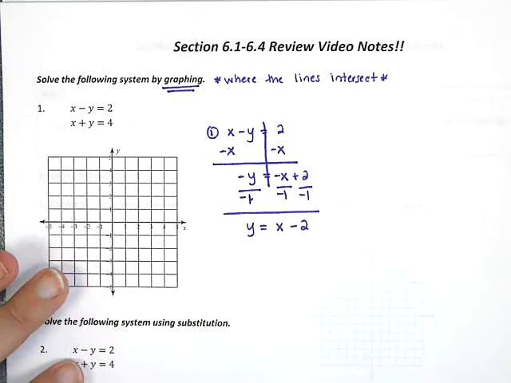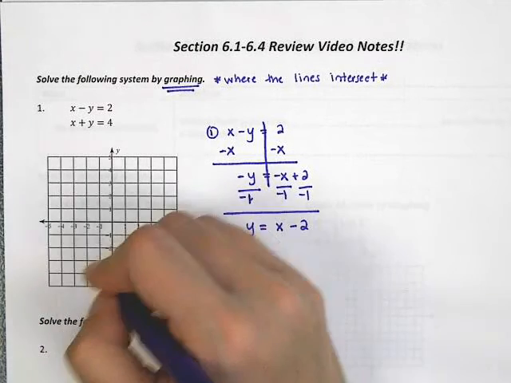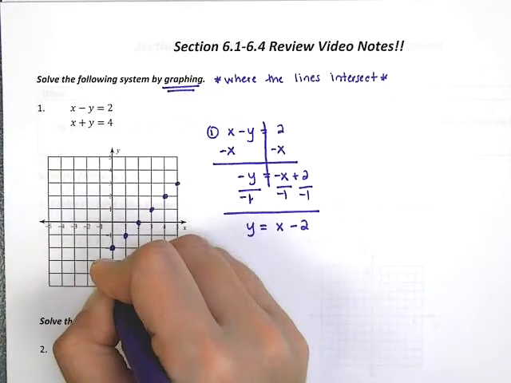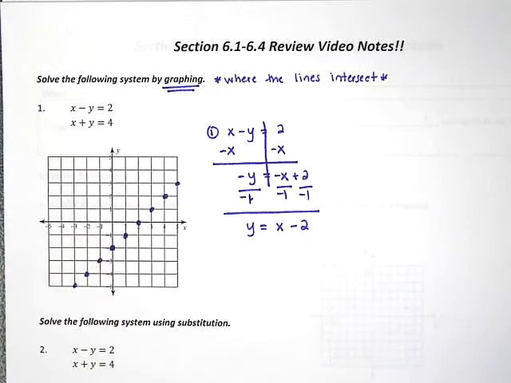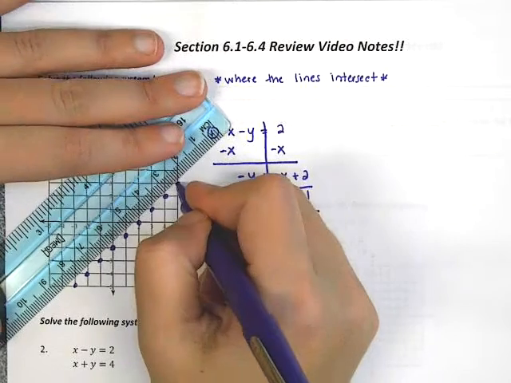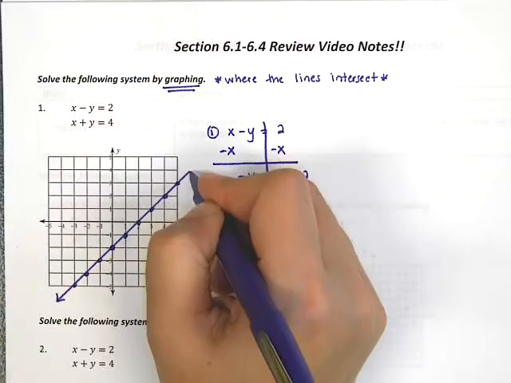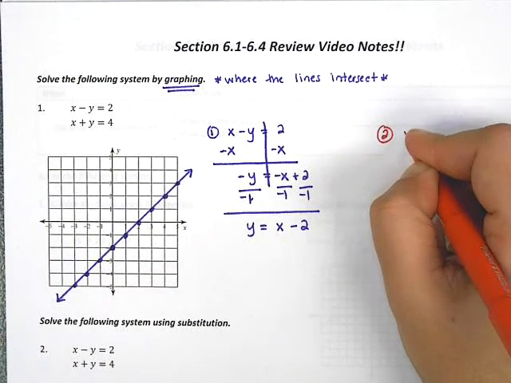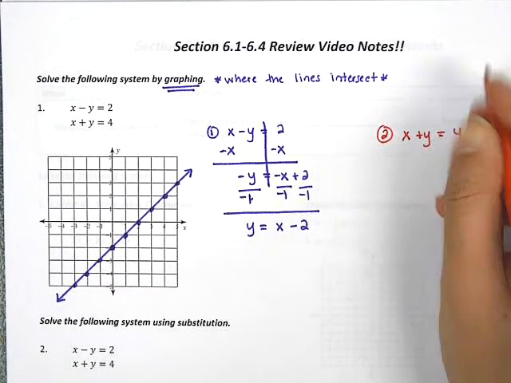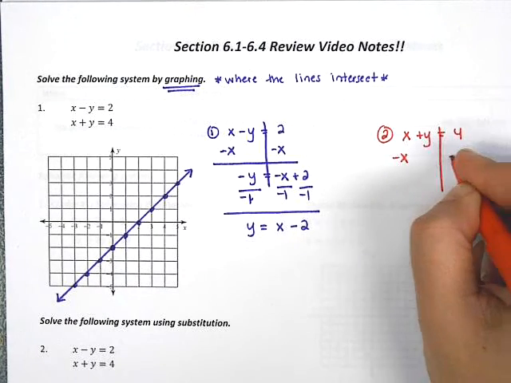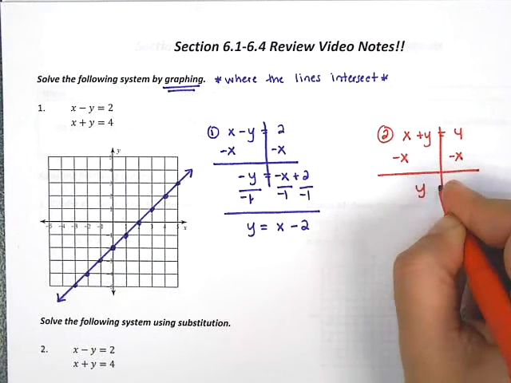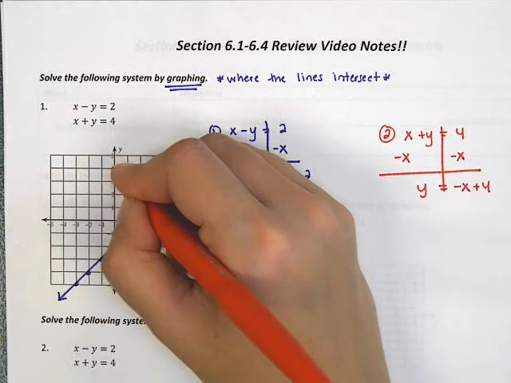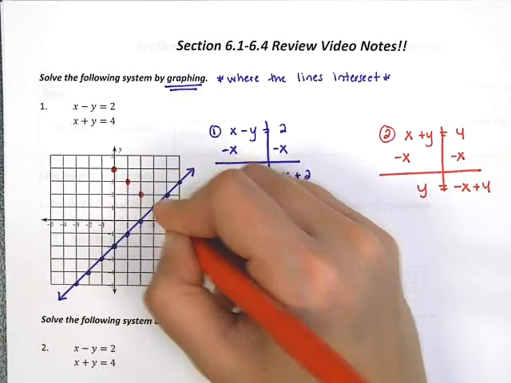x minus 2. This line would start at the negative 2 and go up 1 over 1, or down 1, left 1. Now when I draw this line, it would look like this. For the second equation, I also need to get the y by itself. So x plus y equals 4. I would just subtract the x on both sides, so y equals negative x plus 4. Now I'm going to start at the positive 4 and go down 1 over 1.